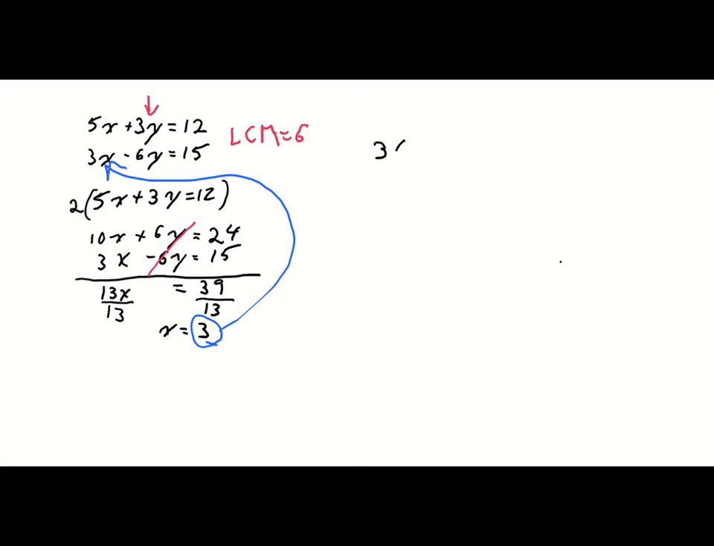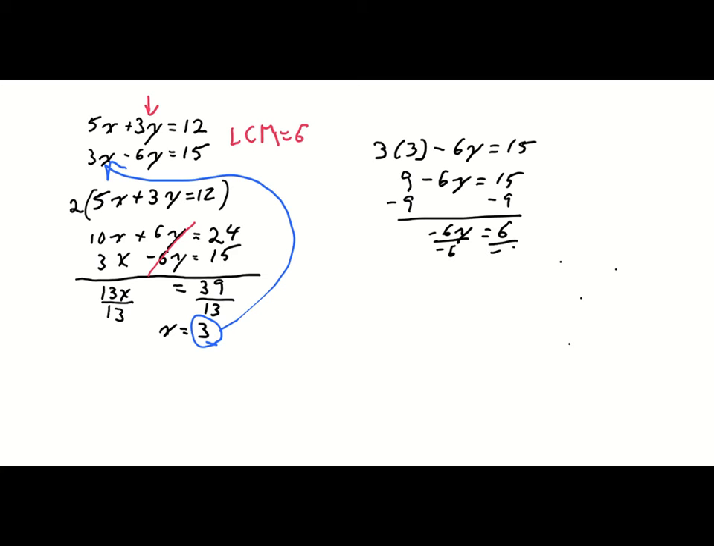We have 3 times the 3 we found x to be, minus 6y equals 15, and we solve for y. So multiplying, we get 9 minus 6y equals 15. Subtract the 9 from each side. Negative 6y is equal to 6. And lastly, divide both sides by negative 6. So y is equal to negative 1.